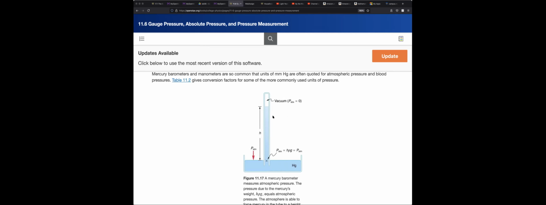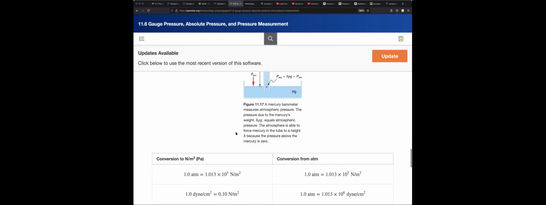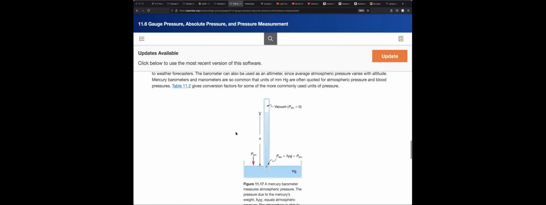Now, if this is water, the height is like 10 meters because water doesn't have much density to it. However, if it's mercury, which has much more density, then it's under 1 meter. It's less than 1 meter. It's about 700 millimeters or so. And that's what they use to measure pressure.